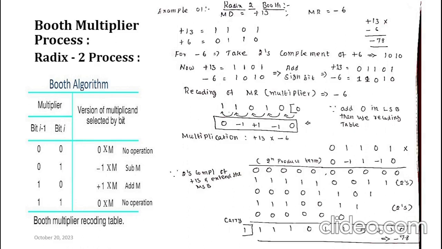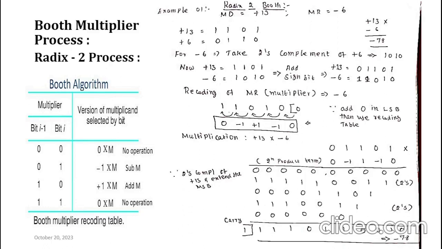So for -6 you have to take the 2's complement of +6. What is the value of +6? 0110. First you have to take the 1's complement, that is 1001. Next you have to add 1 to the 1's complement result. So the 2's complement result for -6 is 1010. Now we have +13 as 1101 and -6 as 1010. Now we are going to proceed to the multiplication.